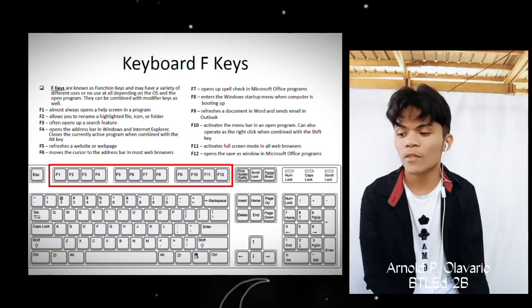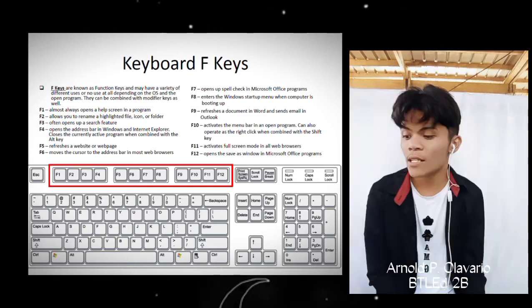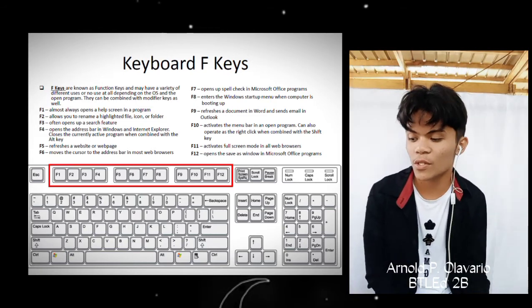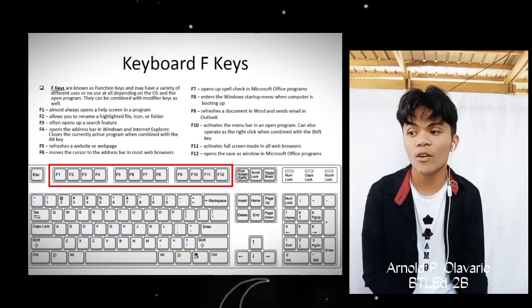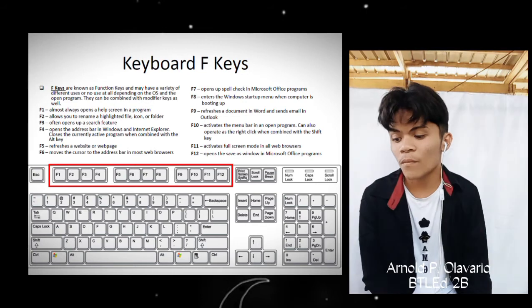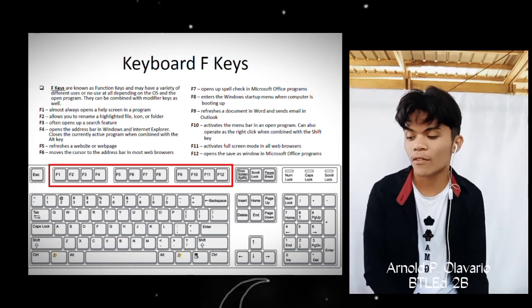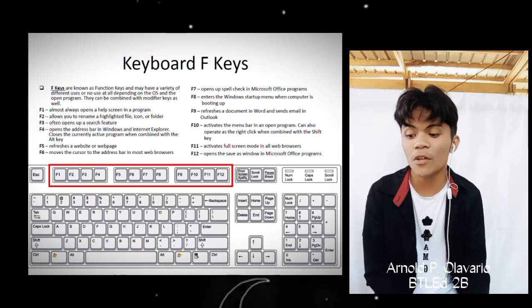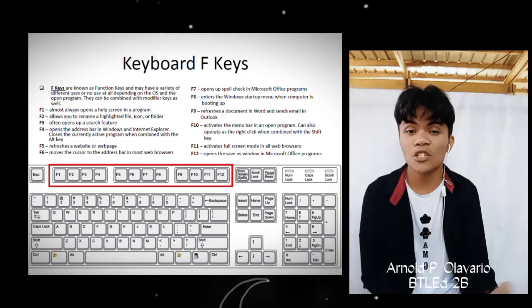So the first one is the F1. When you hit the key, a window opens in the program or application that you're using. The next is the F2. It allows you to rename a highlighted file, icon, or folder. So here, it enables you to change the name of a certain folder or file.